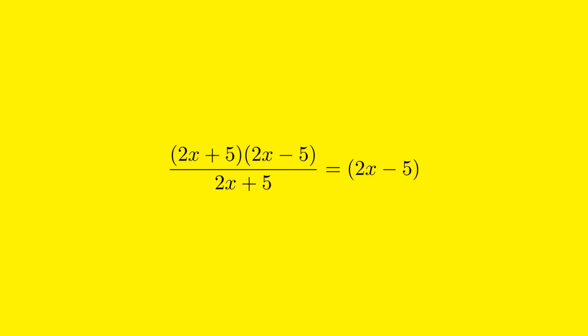Step 2. Now that we have factorized the numerator, we need to simplify the expression by canceling out common factors. Our rational expression is now (2x + 5)(2x − 5)/(2x + 5). Notice that 2x + 5 appears both in the numerator and the denominator. These terms will cancel each other out, leaving us with 2x − 5. Therefore, the rational expression simplifies to 2x − 5.